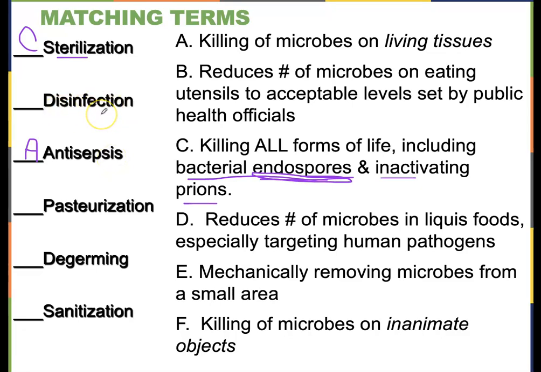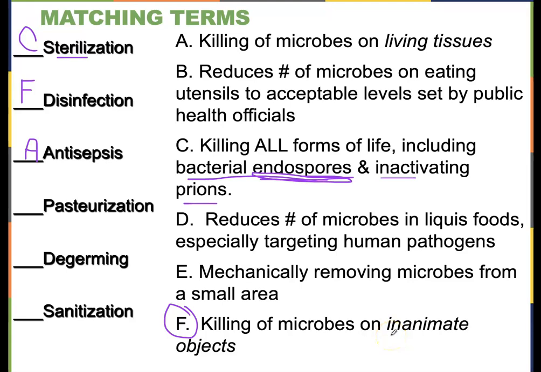But when you say disinfect, you're actually talking about inanimate objects. Inanimate objects like eating utensils, like the countertop, right? So anything that is not living, you would use a disinfectant on.